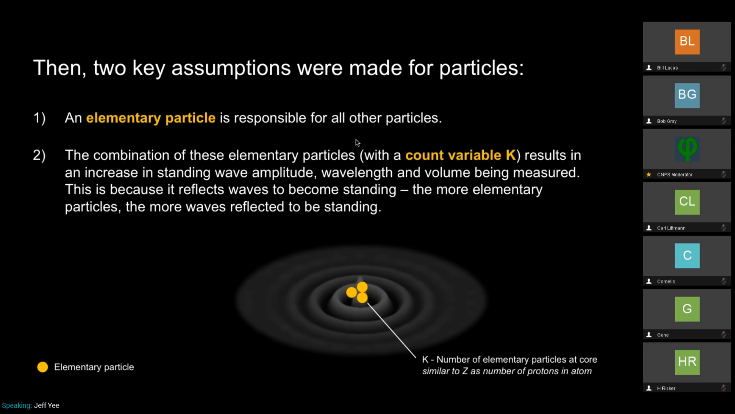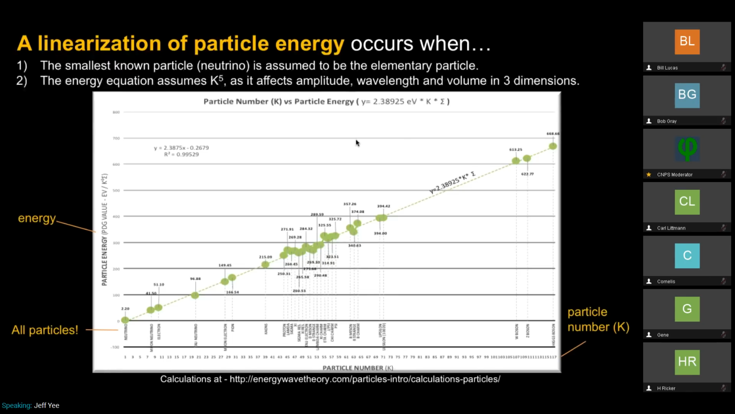So I did that. But here I made an assumption that with the more elementary particles, or the higher number of K, if you will, that might reside in a particle, it increases the wave amplitude and the wavelength, which then affects the volume being measured. And you can see that in the equation from the page before. So I took all of this, put it together, and this was the result.